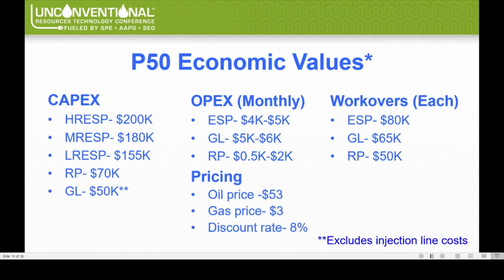Looking at the economics, these are the P50 economics that we found after contacting many operators in the Midland Basin when working for University Lands, and these are rental costs instead of purchasing costs. For ESP, they are rental costs. So these are your ranges of OPEX, your ranges of workovers for each, and this was the oil price we ended up using. So this is a relatively conservative oil price at the time of this recording, but I would say that you could still use these economics and you can still use this workflow for any economic structure.